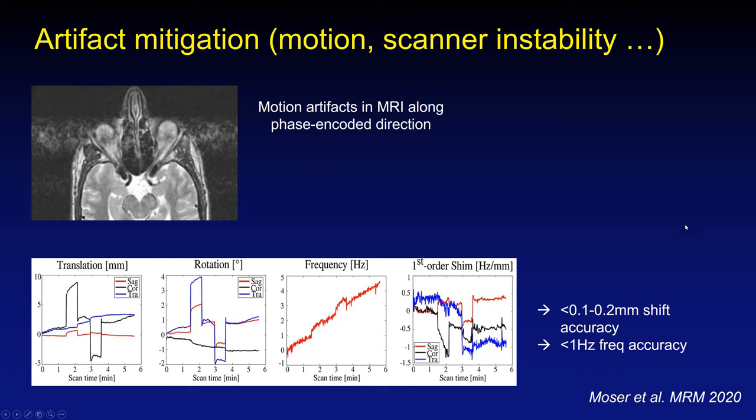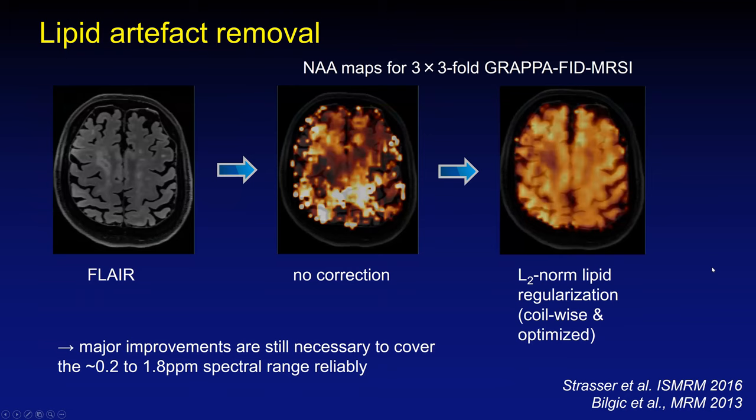And for this, we have implemented in most of our sequences a real-time motion and instability correction technique. We are using so-called volumetric navigators that we have over time shortened to be compatible with our FID MRSI approach, and which are now in the order of 200 milliseconds and can be interleaved in this sequence. And they are able to track the translations and rotations for a rigid body movement, as well as the frequency and first order shim terms with a pretty high accuracy, both at 3 and at 7 Tesla.